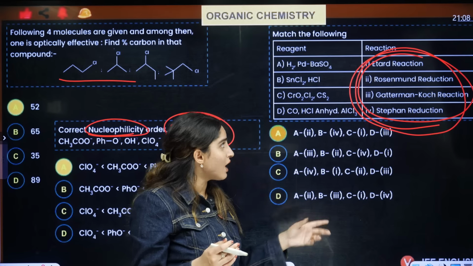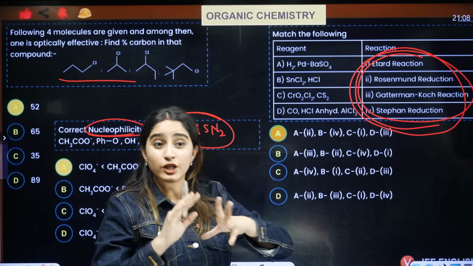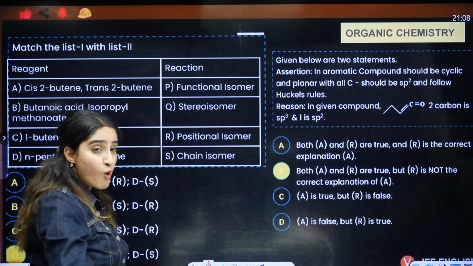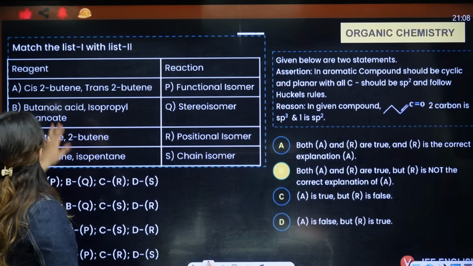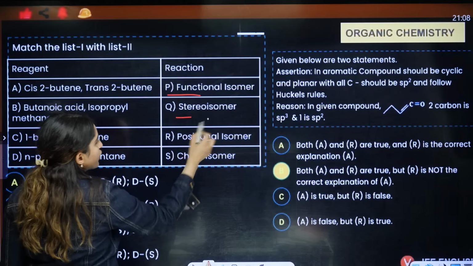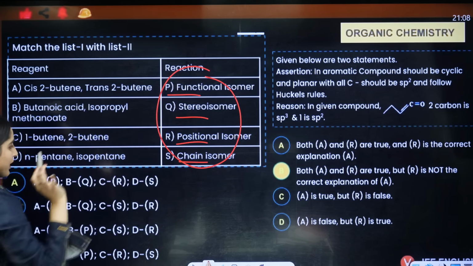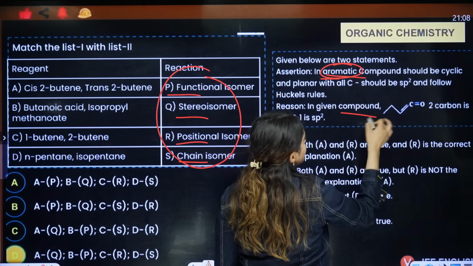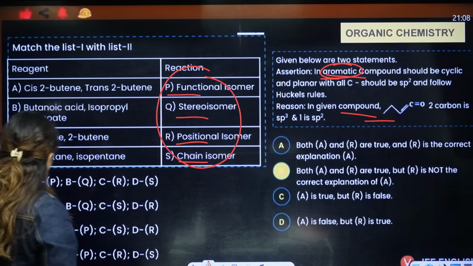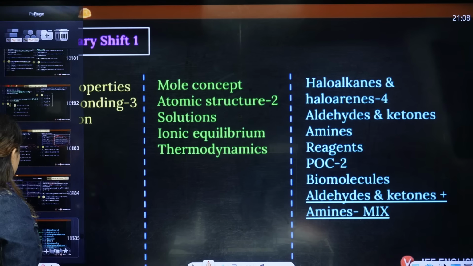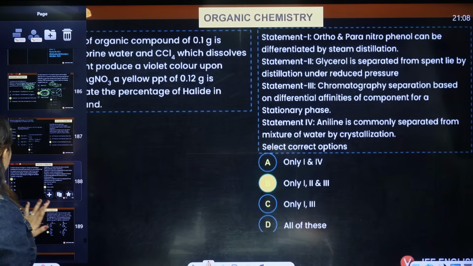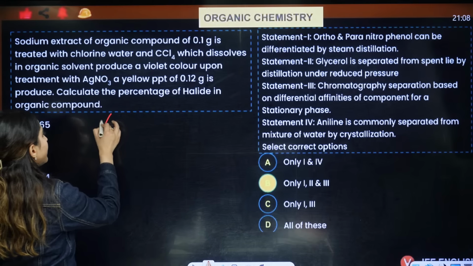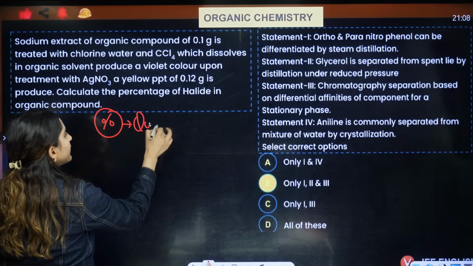So high chances are that they will ask you reagents or aldol condensation in a difficult manner, right? So aldol condensation you should know, intramolecular aldol, every aldol you should know. Again this is functional, stereo, position, chain isomerism, from the definitions you can tell the isomerism here. This is again from the aromatic compound definition, directly you can answer from the definition of aromatic compound. Then if you see next shift here from organic chemistry, this is very important, percentage from quantitative analysis.